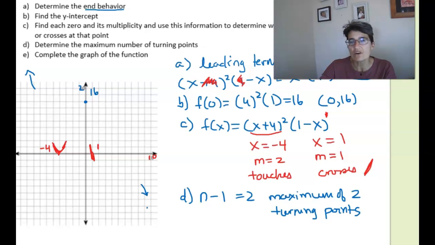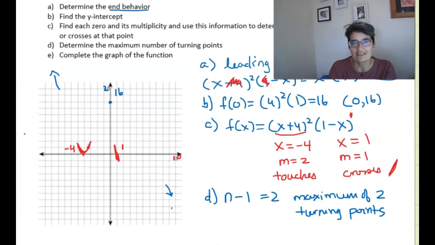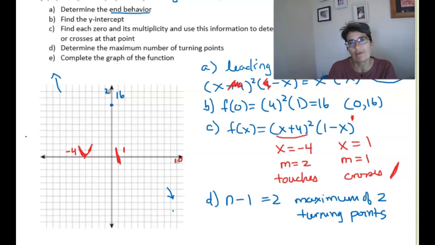This is more to make sure that you're not putting too many wiggles when you graph it. It's usually confirmed after you graph. You go, oh yeah, look at that, it doesn't have any more than two turning points.